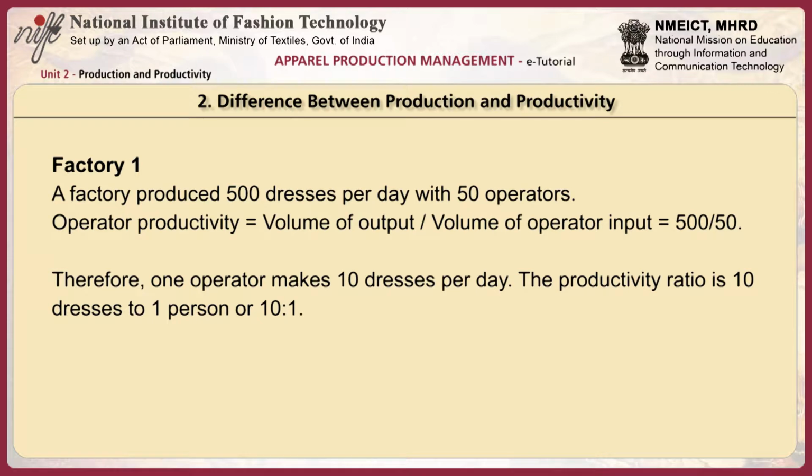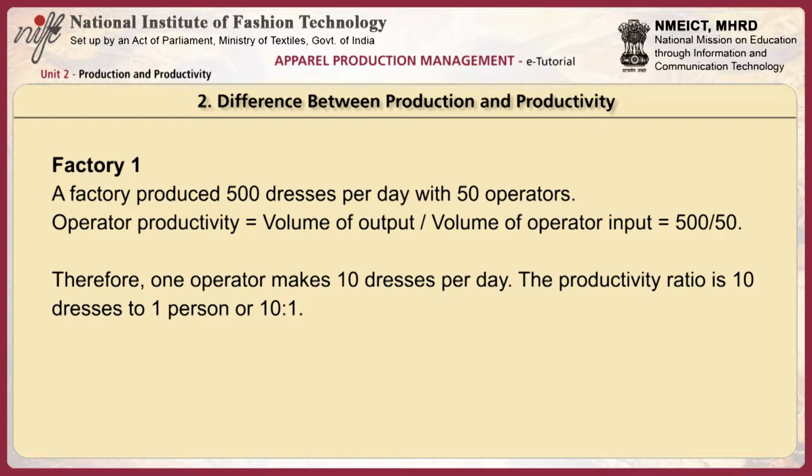Let us take the example of Factory 1. Factory 1 produced 500 garments per day with 50 operators. So operator productivity is, how do we calculate it? It is calculated by the volume of output divided by the volume of operator input. So 500 divided by 50, correct?